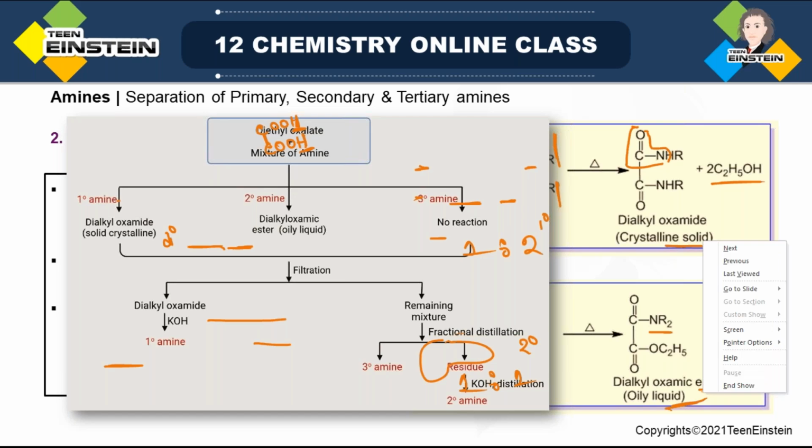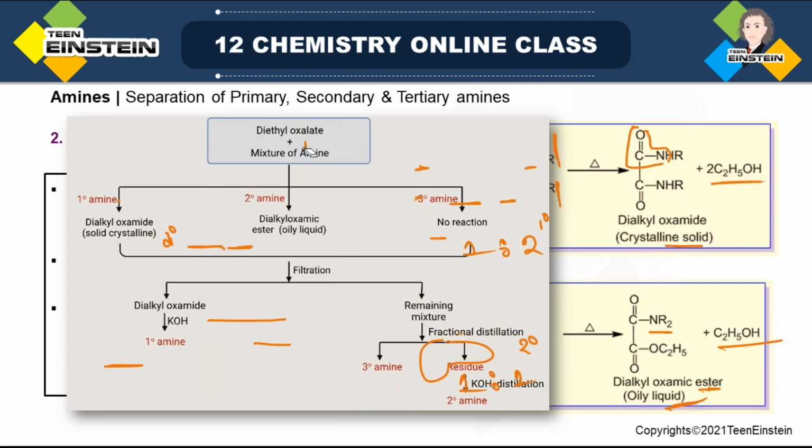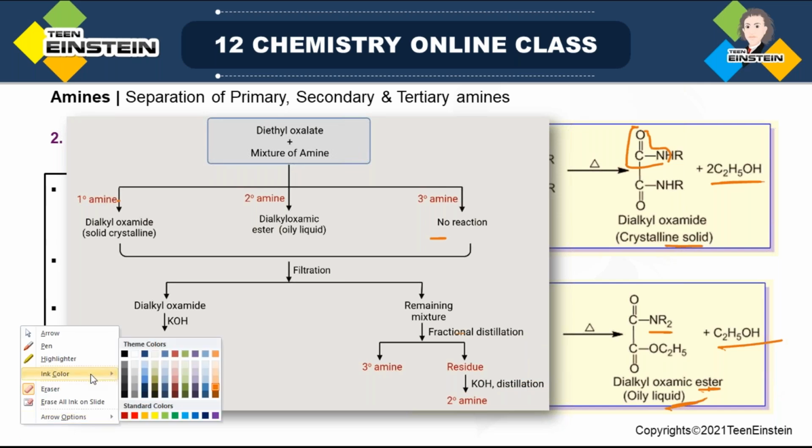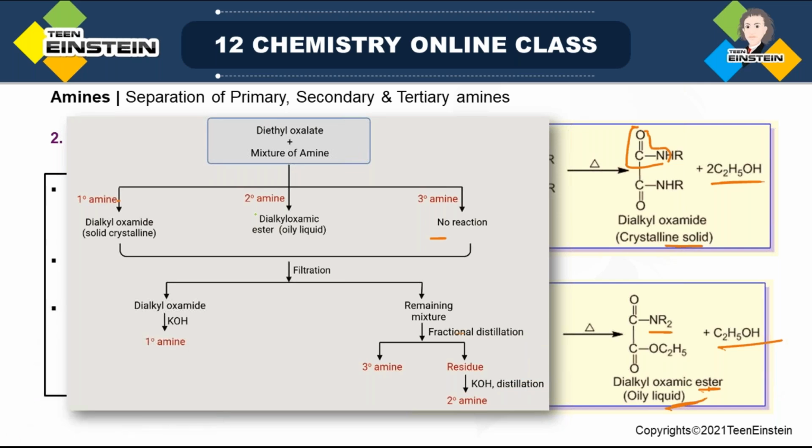So after doing this reaction, now we are left with diethyl oxalate, which is the starting reagent, and mixture of amine. So after reaction, if it is 1 degree amine, there will be solid crystalline, then oily liquid, and no reaction. But we have a mixture, that is all these 3 amines we are trying to separate. That means all of them will be present together.